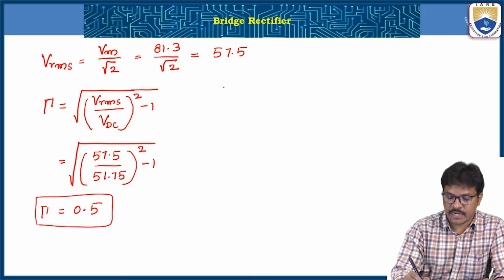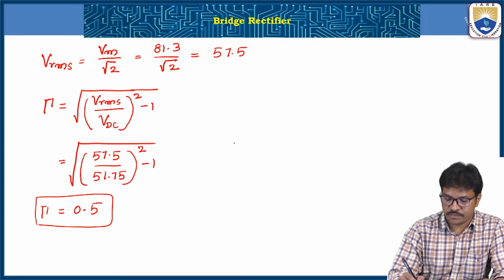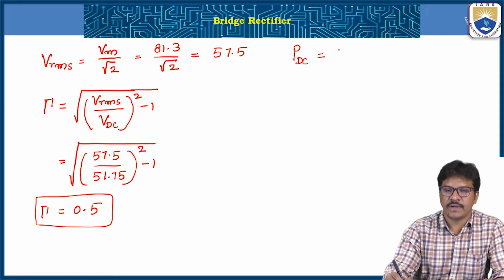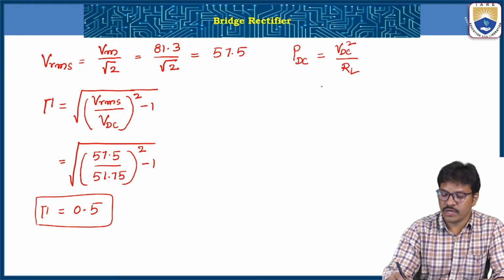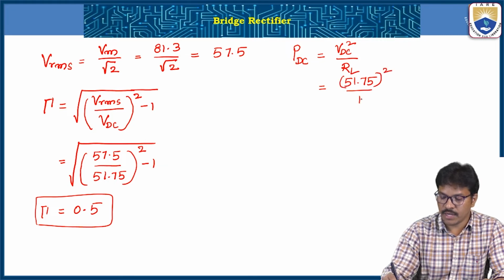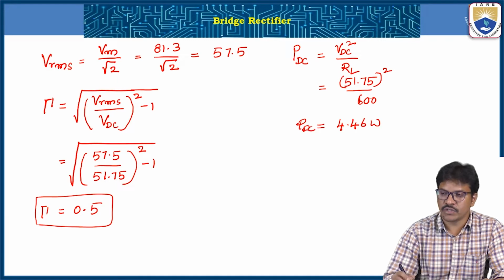Then the next parameter, DC power delivered to the load, PDC. How can we get PDC? We know the formula VDC square by RL. All are given: VDC is 51.75, whole square, divided by RL 600. You will get the answer 4.46 watts. If you wish to find efficiency, we also need to find the AC power given to the rectifier.